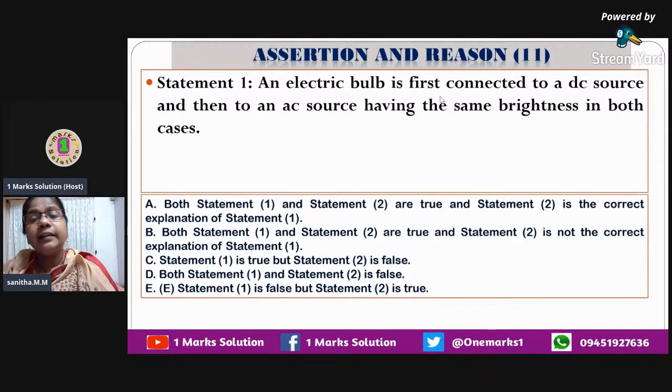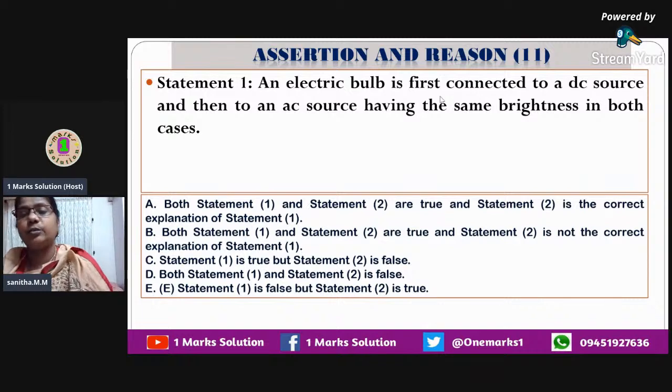Now we can go for the 11th one. That is, an electric bulb is first connected to a DC source and then to an AC source, having the same brightness in both cases. The bulb is first connected to DC and then to an AC source. No way. It won't glow with the same brightness. Why? Because AC and DC are entirely different. If we are giving a 200 V DC source, that voltage will be flowing through that bulb. But if we are using a 200 V AC source, it won't be flowing there. We can say root 2 times.